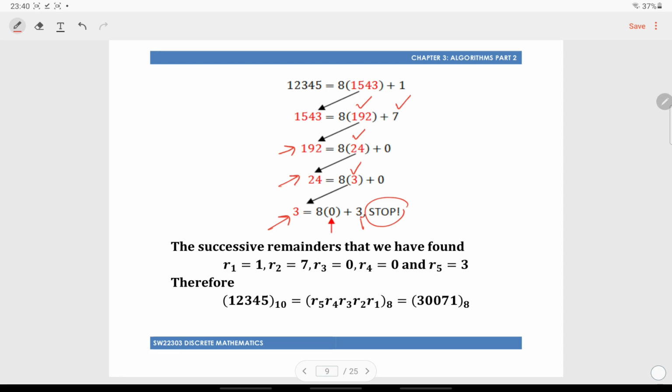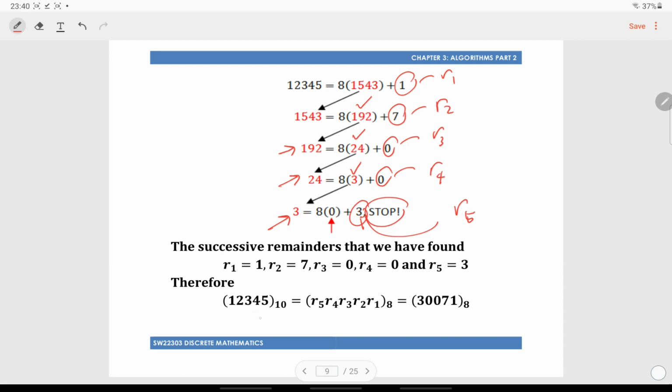So the successive remainders that we found are as follows. Our interest is on the remainders. This one is the value for R1, this one R2, R3, R4, and this one is the final one, R5.